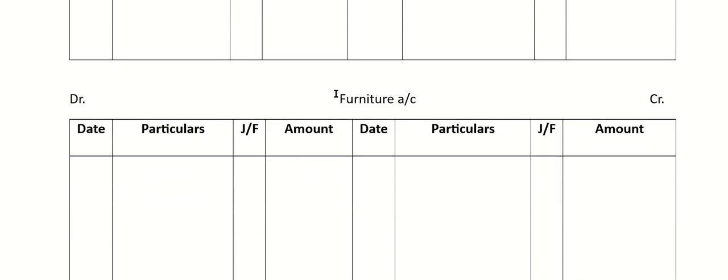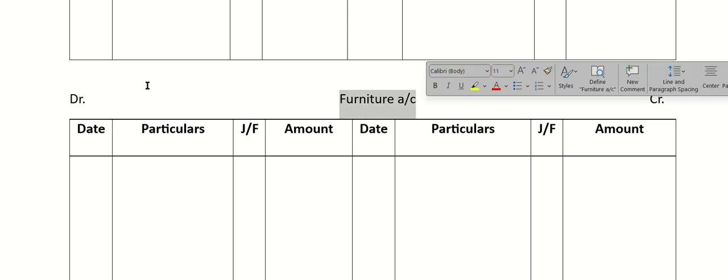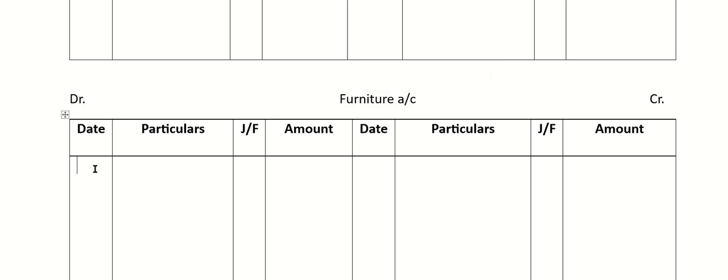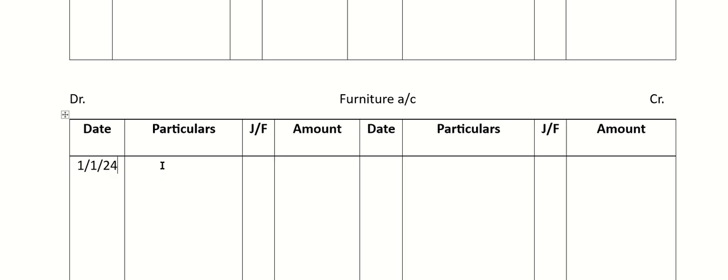Now we are moving on to the furniture account. We know the transaction was furniture account debited to. So we write the date here in the particular column. What do we write? Capital. This is the furniture account, so we will write capital here. And the amount was 10 lakh rupees.